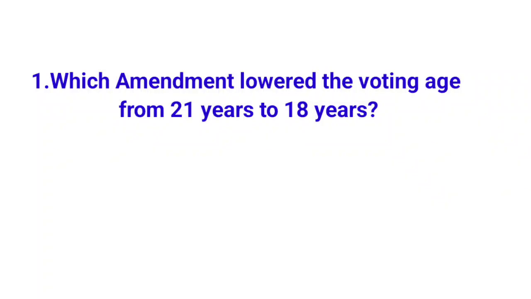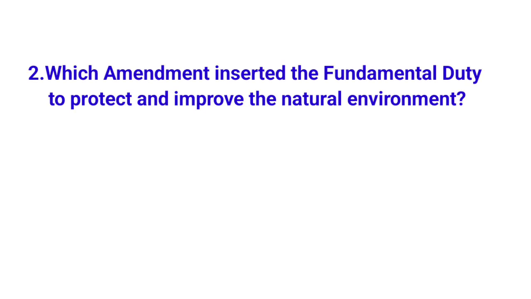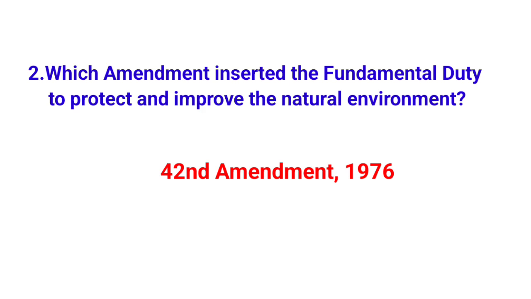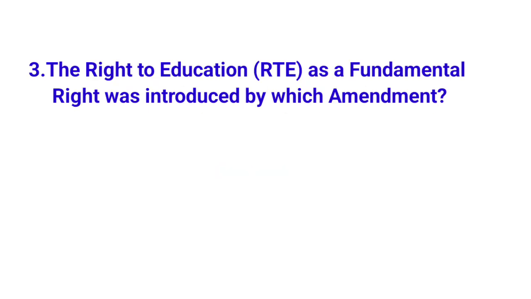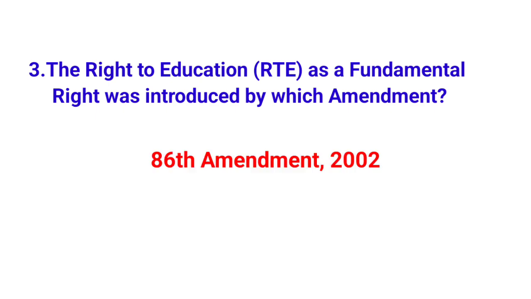Which amendment lowered the voting age from 21 years to 18 years? 61st Amendment, 1988. Which amendment inserted the fundamental duty to protect and improve the natural environment? 42nd Amendment, 1976. The right to education, RTE, as a fundamental right was introduced by which amendment?